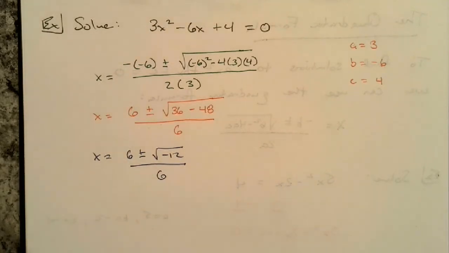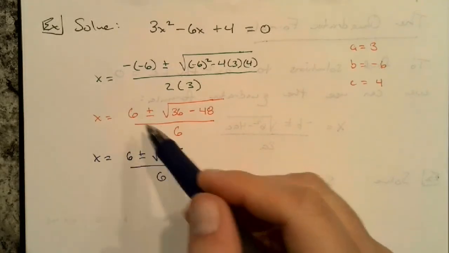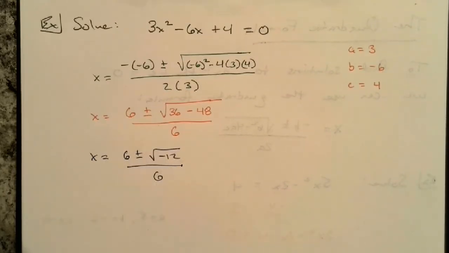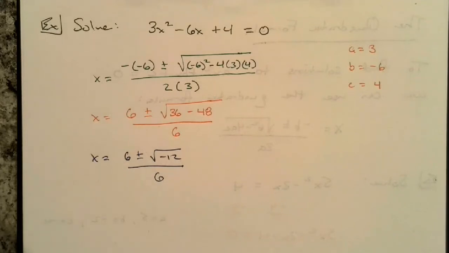So let's stop for a minute here and just acknowledge a couple things. First off, you can't just cancel these 6's out. Sometimes people do that. You're not allowed to do it because there's a plus or minus here in between them. In other words, you have more than one term in the numerator. It's not factored out, so you can't cancel it.